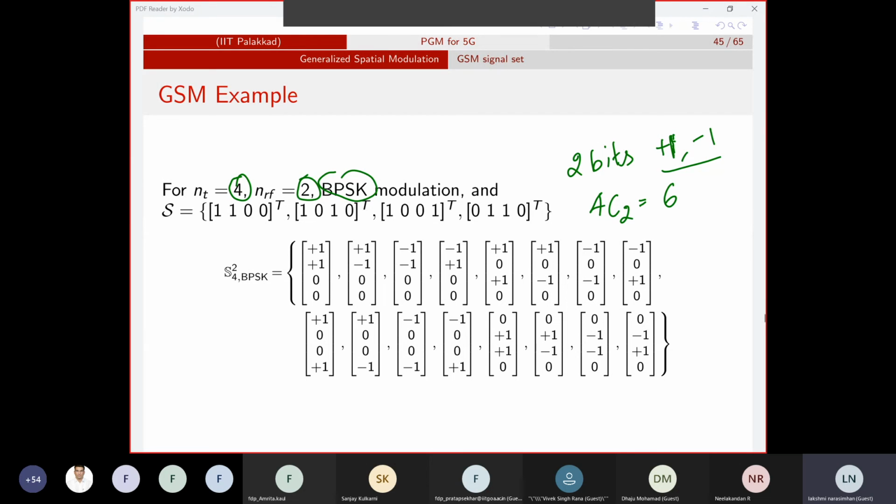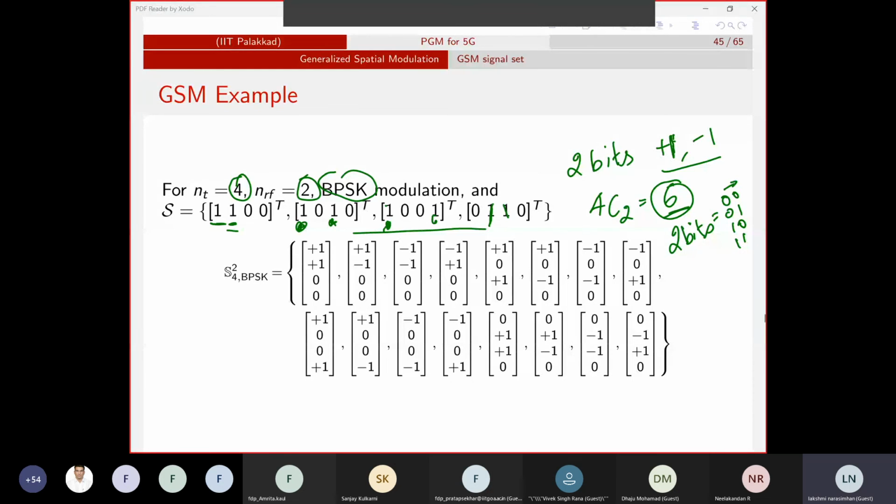So I have another 2 bits to choose which of these 6 possible antenna patterns I can use for transmission. These 2 bits, let's say these are the possible values. 0, 0 means I will activate the first antenna and second antenna. If 0, 1 comes, I'll activate the first antenna and third antenna. If I get 1, 0, I'll activate the first antenna and fourth antenna. For 1, 1, I'll activate the second and third antenna. So these are the activation patterns.